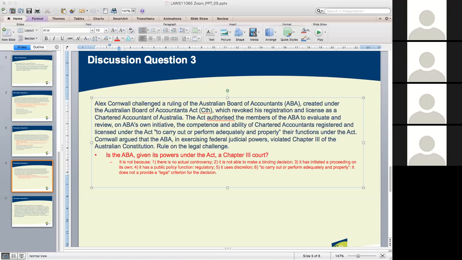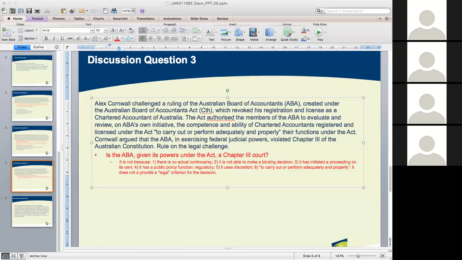Yeah, they can't. What do you mean they can't? The federal parliament can't create a Chapter 3 court that it calls a board? They can. Yeah. They can create a chapter. Well, the Chapter 3 courts are created by the Constitution. So. No, it's not created by the Constitution. It's created by Parliament according to the Constitution. The only Chapter 3 court created by the Constitution is the High Court.